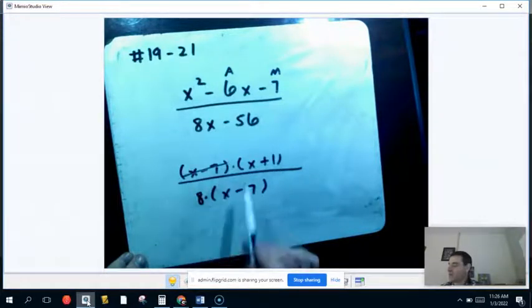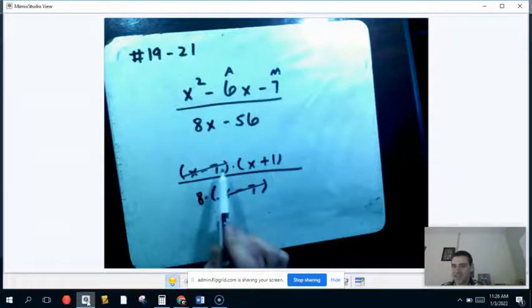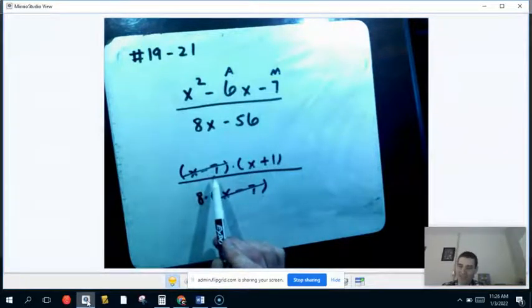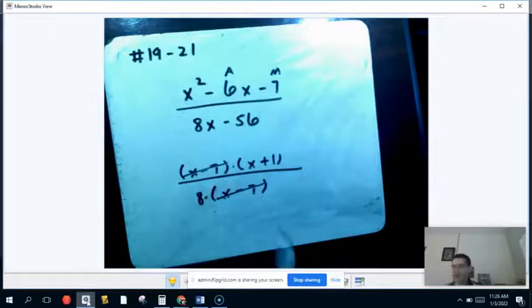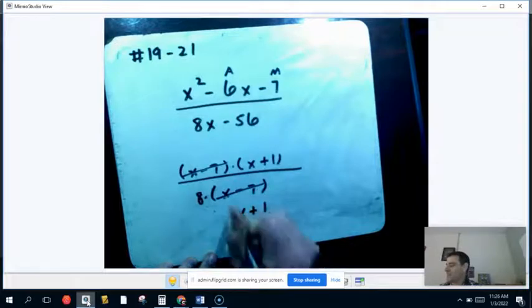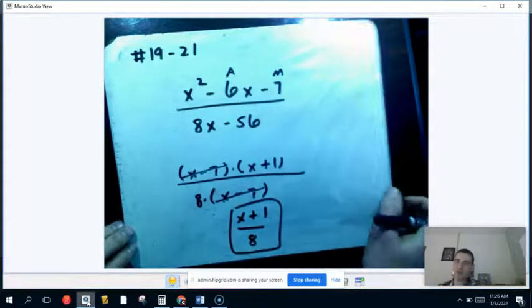Okay, so here I can get rid of the x minus 7. Notice that even though there's a minus there, like the first problem, I can cancel it because I'm taking the whole piece, the whole factor. I couldn't just take the 7 or just take the x, but I can take the whole thing. And that leaves behind x plus 1 divided by 8. Again, like before, the parentheses are not necessary on that x plus 1 anymore.